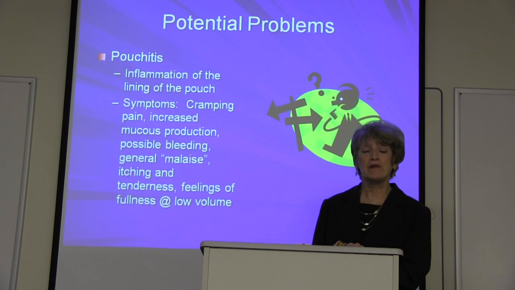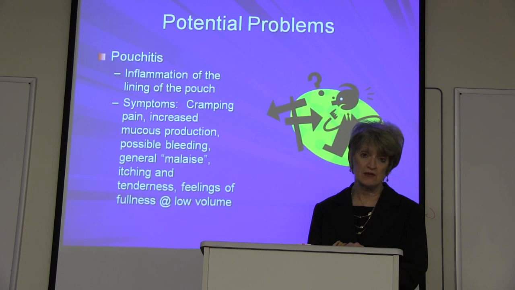Here's another problem that can occur. This is probably the most distressing long-term complication. The two most distressing long-term complications: failure of the continence mechanism and repeat leakage. That's obviously very distressing because it means they have to go back to surgery. The other thing is pouchitis.